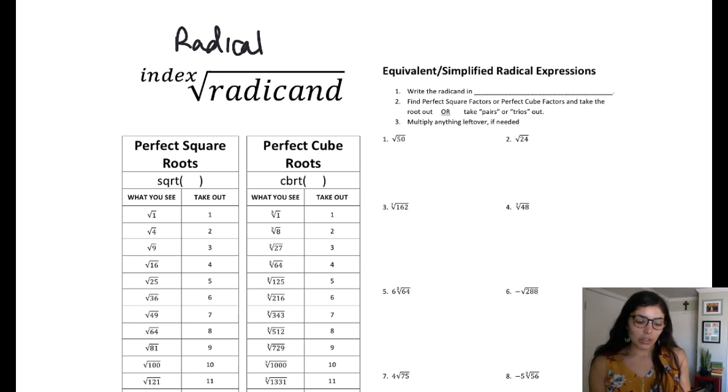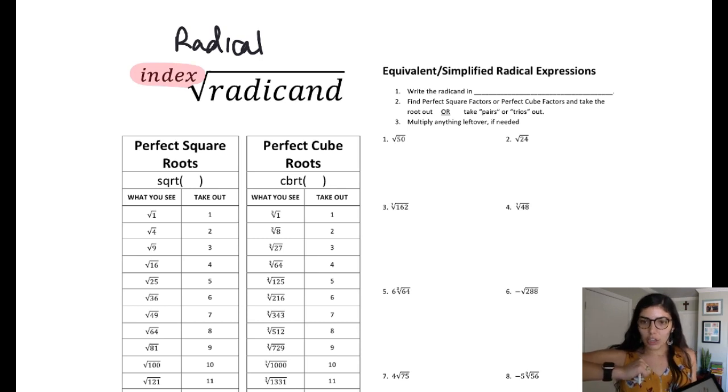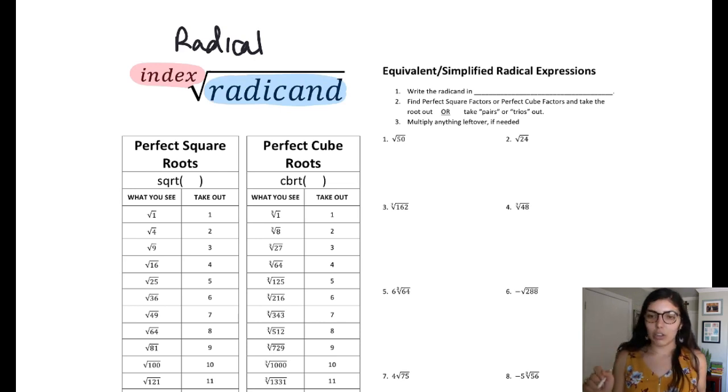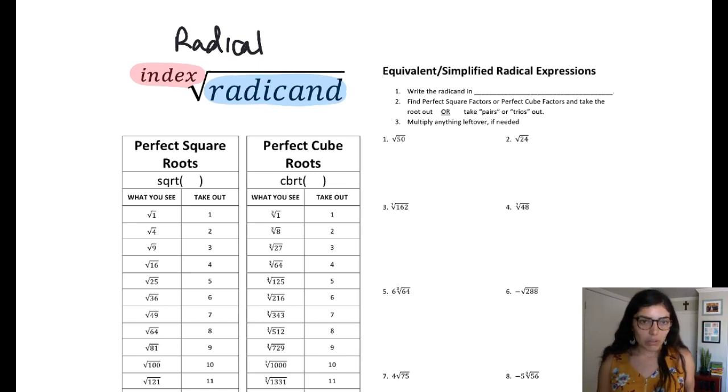Now there are parts of a radical. You don't need to memorize this yet, but it is important to know that the little number sitting on the outside on the little ledge is called the index. And the number inside, underneath the radical sign, is called the radicand. It is what it is. That's what it's called. It's all part of a radical. Now there are 2 types of radicals we're going to be doing today. We're going to be taking square roots with square radicals and cube roots with cube radicals.